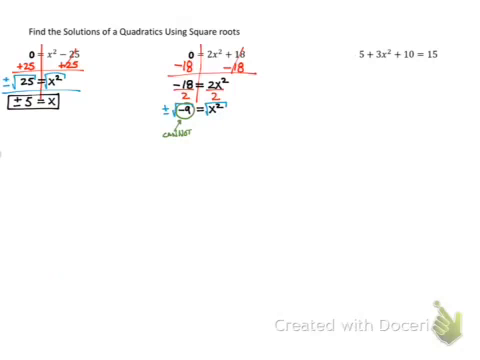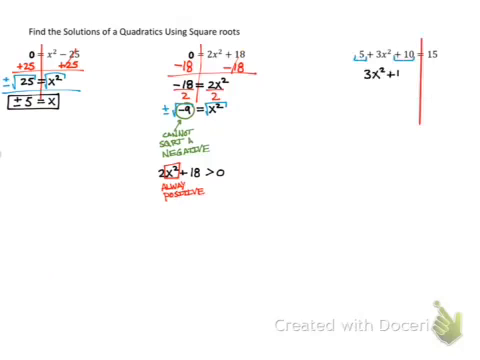However, I run into an issue here because I cannot take a square root of a negative number, and therefore this problem is going to have no solution. In other words, we're always going to have a positive number, because when we square a number, it's positive, plus 18 means it's going to be even more positive.